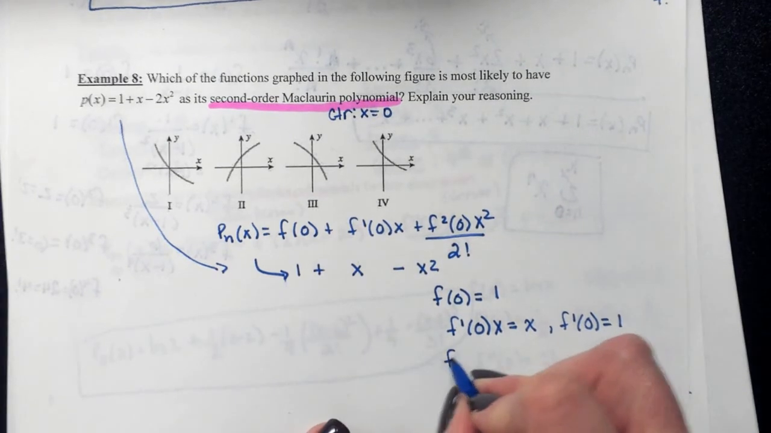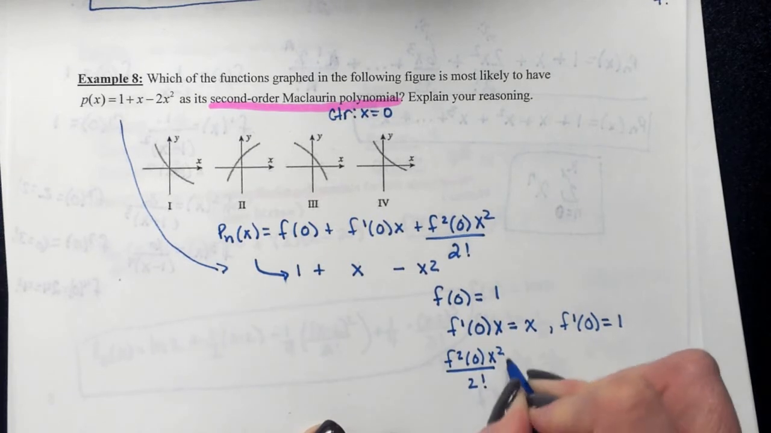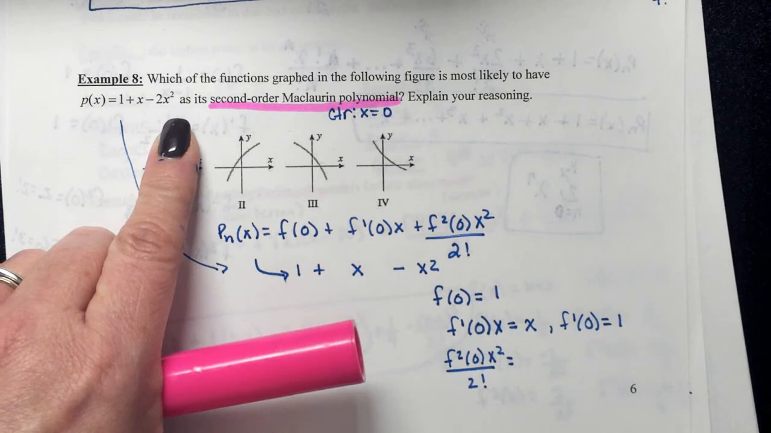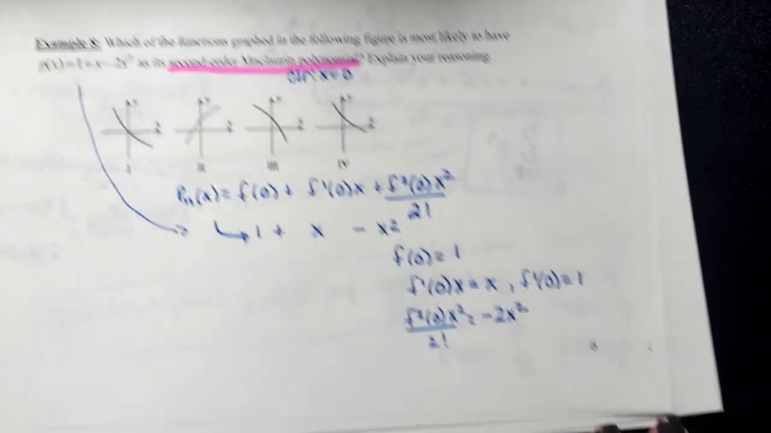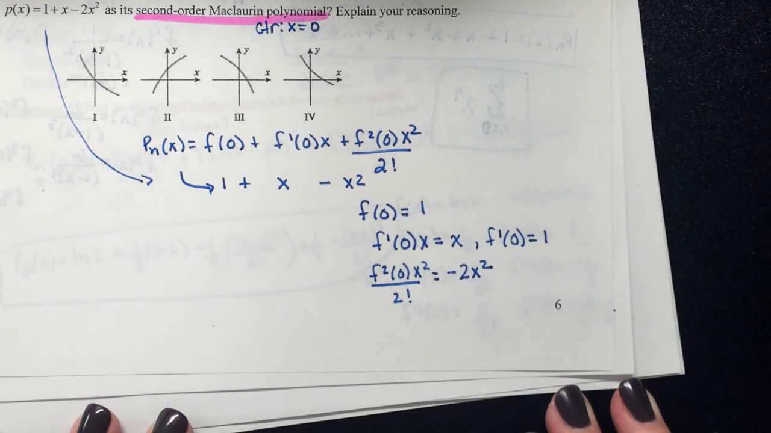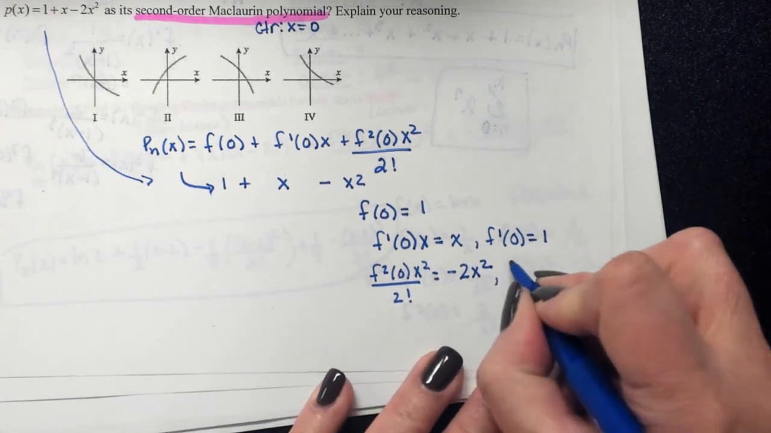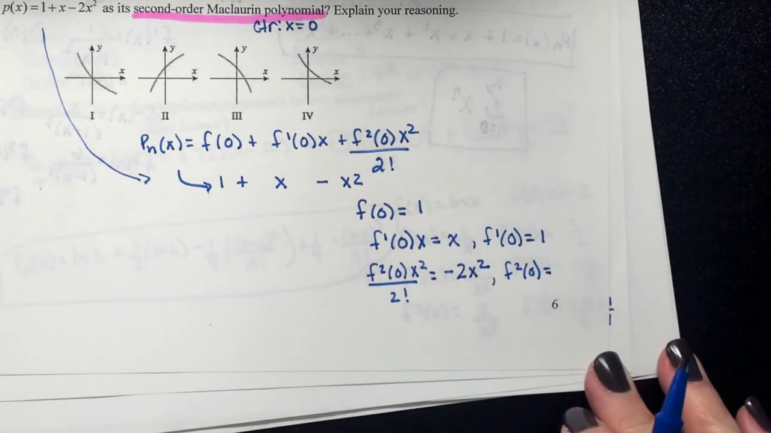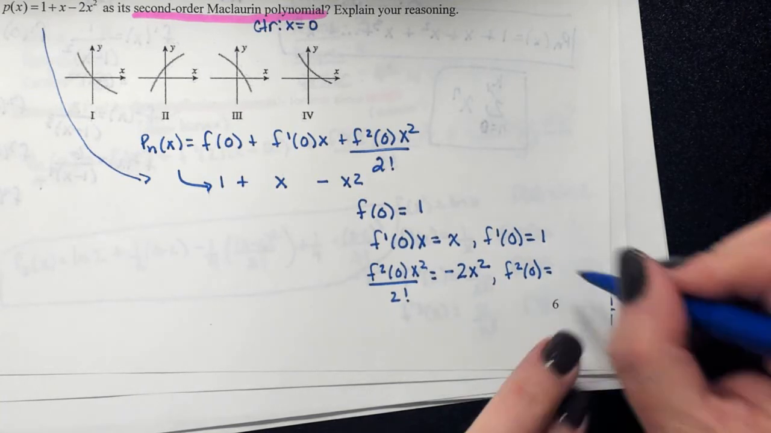The second derivative at 0 times x squared over 2 factorial would be the third term in this particular Maclaurin polynomial, which is equivalent to negative 2x squared. Solve for the second derivative at 0. I know the x squareds are going to divide out. So what is the second derivative at x equals 0 going to be equivalent to? Negative 4.